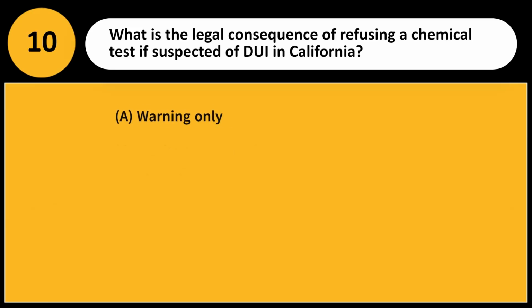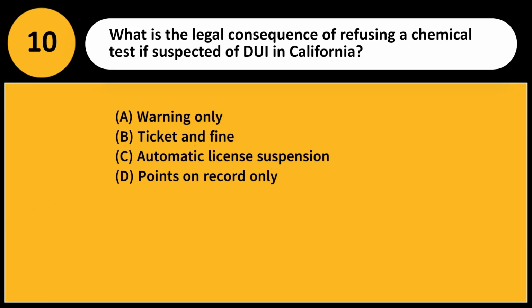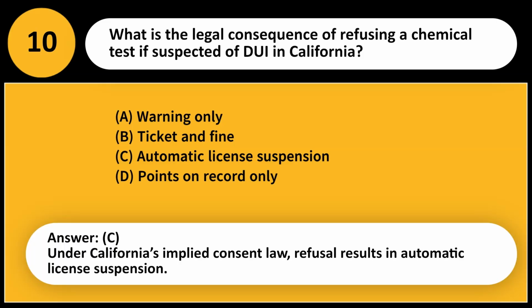What is the legal consequence of refusing a chemical test if suspected of DUI in California? A. Warning only. B. Ticket and fine. C. Automatic license suspension. D. Points on record only. Answer: C. Under California's implied consent law, refusal results in automatic license suspension.